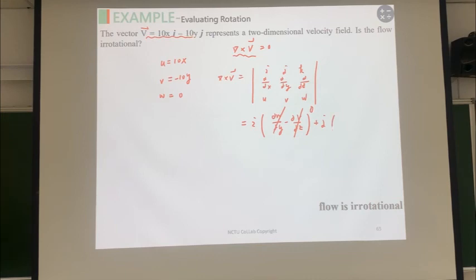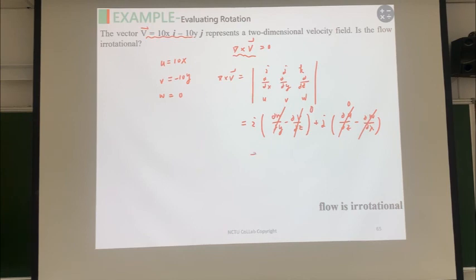And then we check the j component. The j component is du/dz minus dw/dx. Again, we don't have the w velocity, and u is only a function of x, it doesn't change with z. So these differential values are also equal to 0.